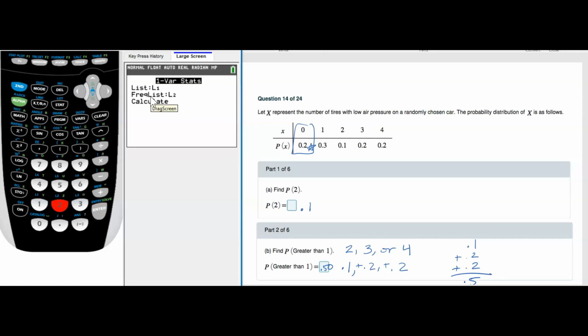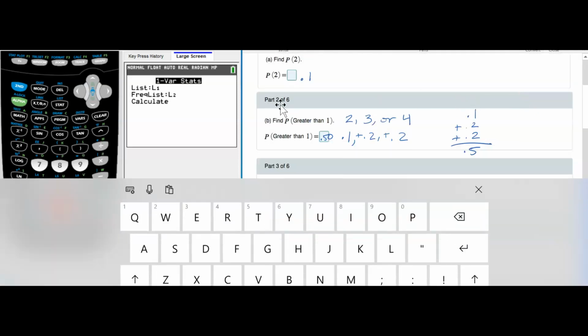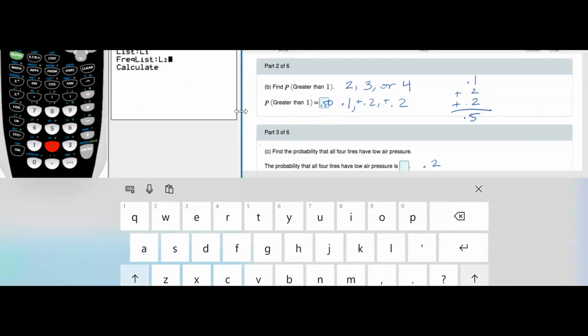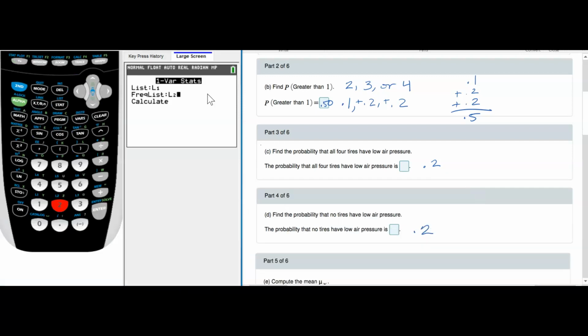If you have an older calculator, you're going to hit enter so that one variable stat shows up on your main screen, and then before you hit enter, you're going to type L1, comma, L2, and then hit the enter button. So one variable stats, and then L1, comma, L2, and then enter, and that will give you the screen that you need. Okay, so I'm going to go to calculate.